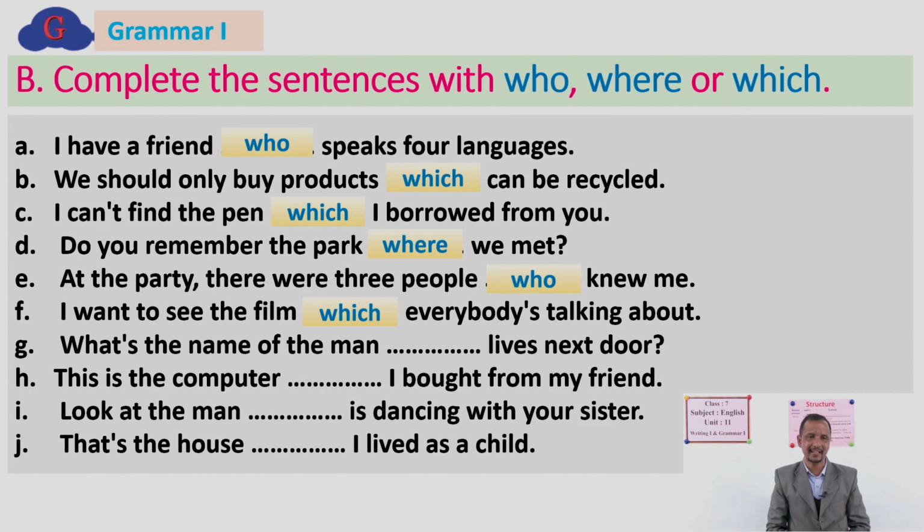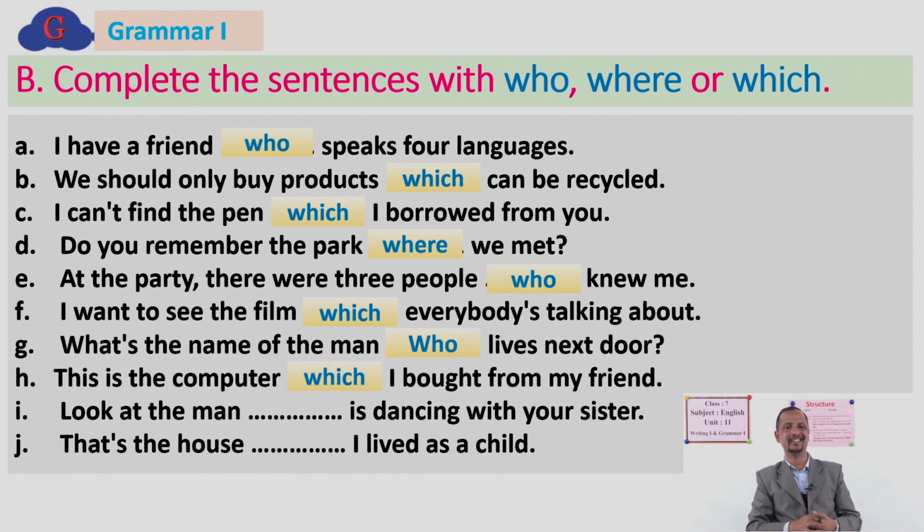What is the name of the man who lives next door? Which lives? Where lives? Who lives? Which one? Possible. Thank you very much. That is who lives next door. Now, H number, this is the computer I bought from my friend. Computer, what is it? Place or things or person? That's exactly it, that is which.